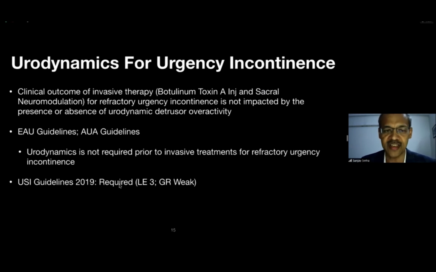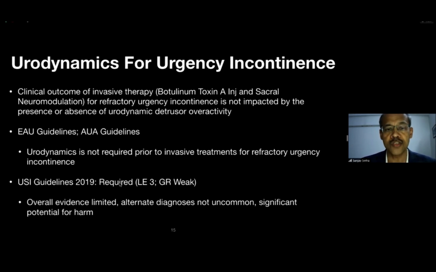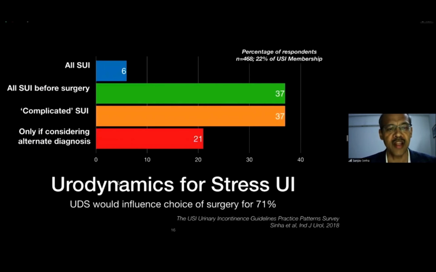Except our guidelines, the USI guidelines, which make a weak recommendation for doing urodynamics, not because we want you to search for detrusor overactivity, but because alternate diagnosis, especially voiding dysfunction, is not uncommon, and there is significant potential for harm because once you label the patient as refractory, it opens the floodgates for treatments like sacral neuromodulation and botulinum toxin. And we felt, based on the evidence available, that it would be preferable to have urodynamics. But most of the guidelines do not require that from you. Urodynamics is used very variably by the Urological Society of India fraternity, but suffice to say that for the complicated patient, you must always be doing it and exercise diligence.